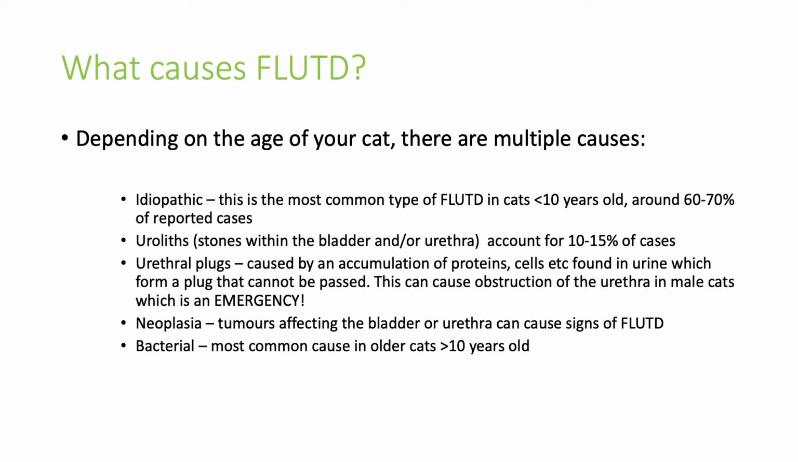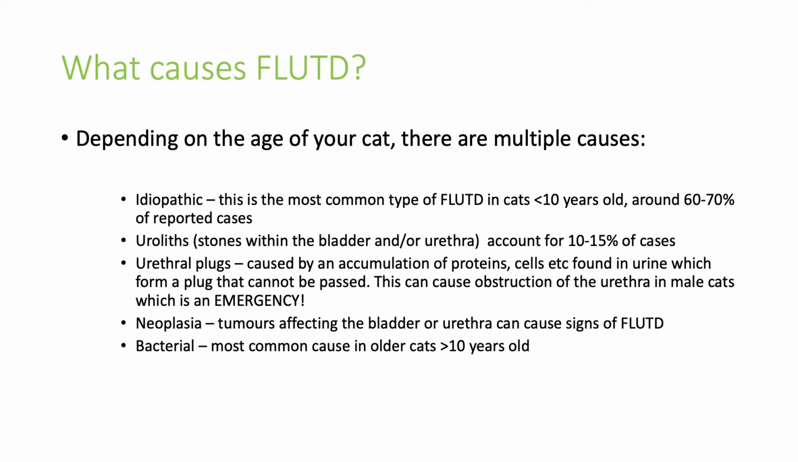So what causes feline lower urinary tract disease? Depending on the age of your cat, there are many different causes. In cats under 10 years old, the main cause is idiopathic, which means that there is actually no underlying cause for the symptoms that we see. This occurs in around 60 to 70% of reported cases. Another cause is uroliths. These are stones that are found within the bladder and or the urethra, and these account for 10 to 15% of reported cases.